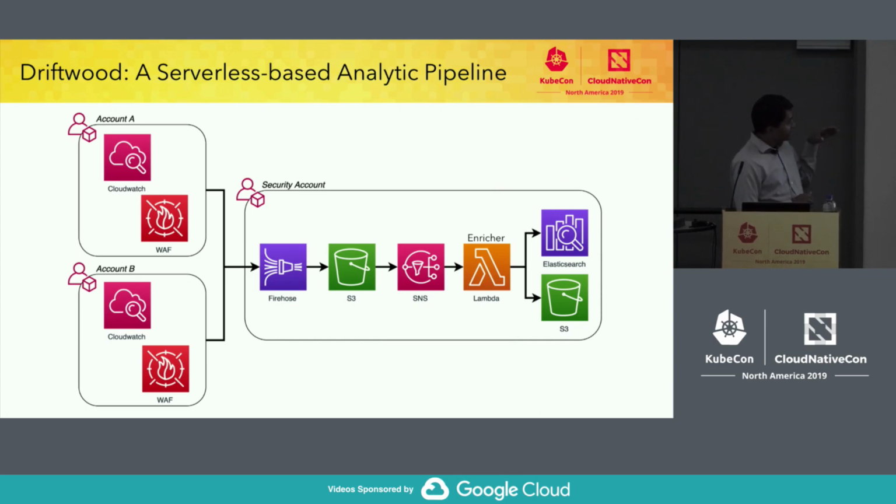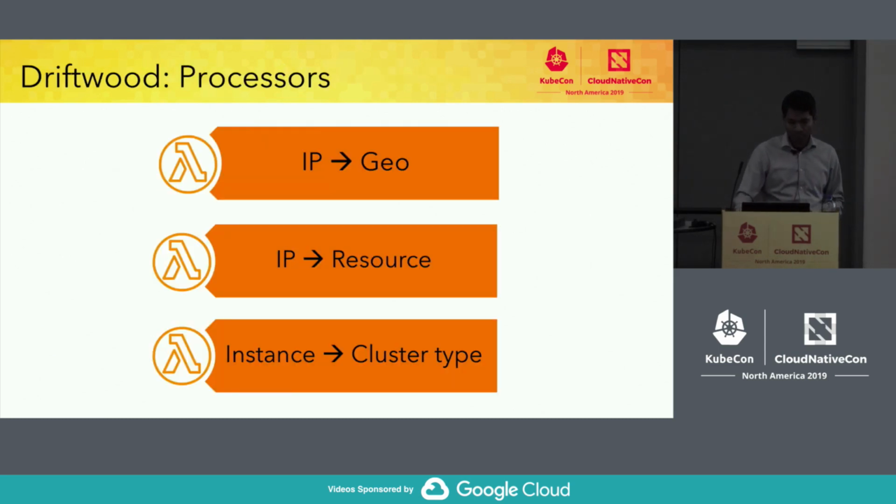And this enrichment that you'll see is customized for each type of data source. So for example, WAF data might go through a different enrichment process compared to Falco data. Based on the data type at runtime, we can decide which processors to use to enrich the data.